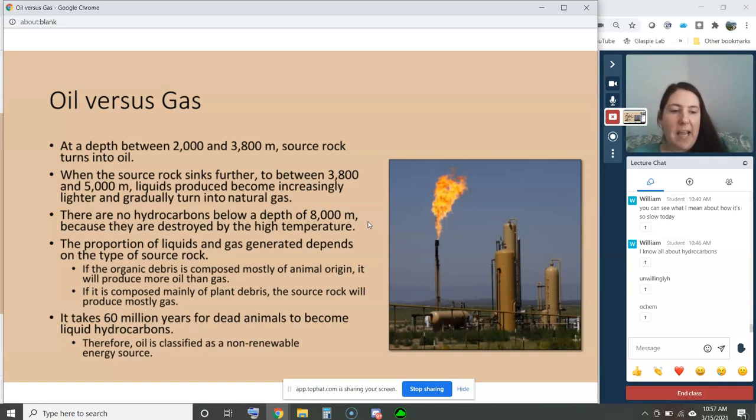Depending on the qualities of the source rock, it may be more likely to generate liquids or gas. So the proportion of liquids and gas generated depends on the type of source rock. If you get source rock that's composed of organic material from animal origins, then it's more likely to produce oil than gas. And if you get source rock that's composed of organic material from plant debris, then the source rock will produce mostly gas.